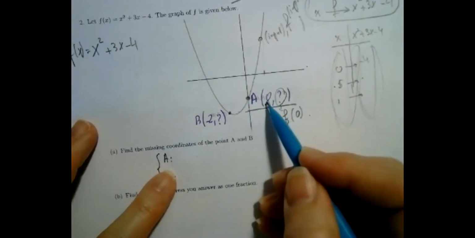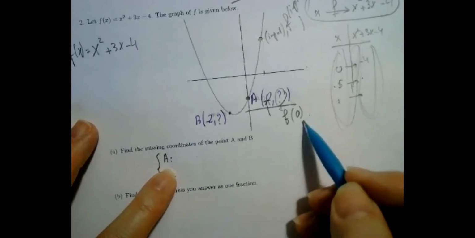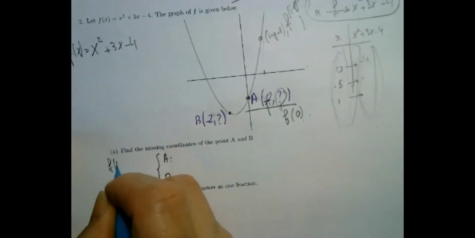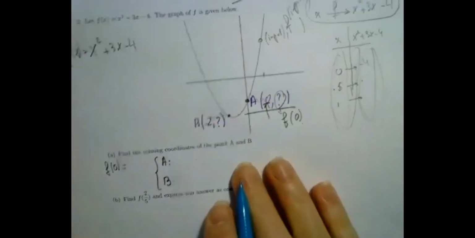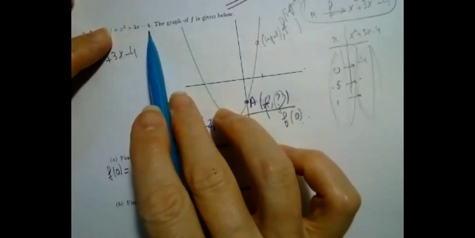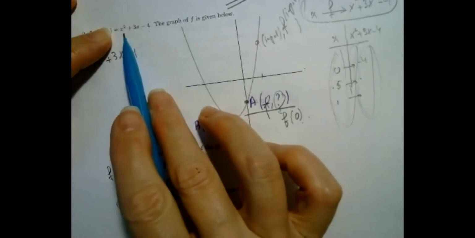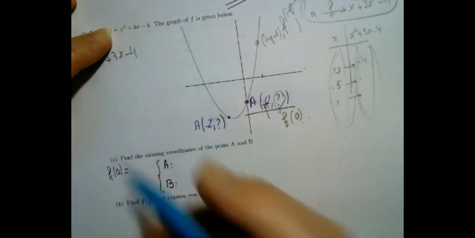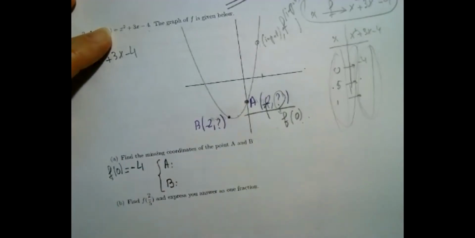This is a point on the graph. So if the first coordinate is 0, the second has to be f of 0. So here I find, what is f of 0? I plug 0 into my function. I put 0 for input. 0 plus 0 minus 4. F of 0 is -4.